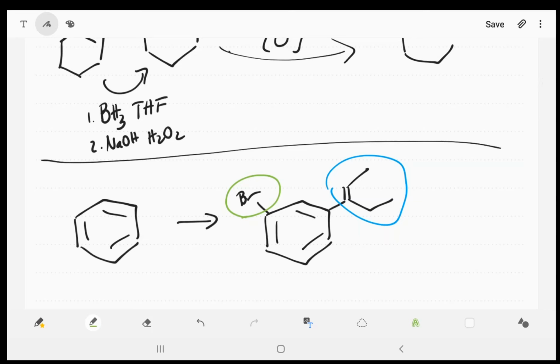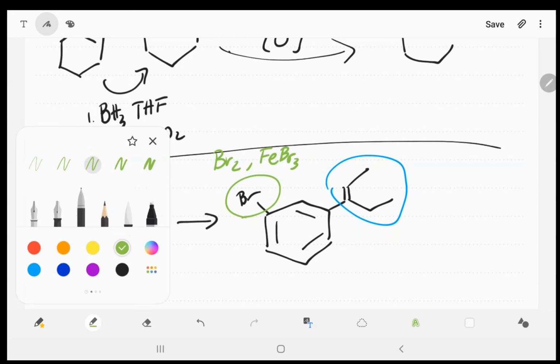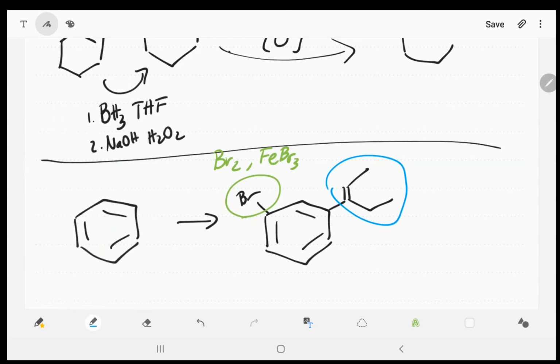Regular halogenation. Halogenation. Right. Bromine and a Lewis acid will get you that. How do we get the blue thing? You could do Friedel-Crafts acylation and then modify it. Yes, indeed, I like it. I was gonna ask, can alkylation work too, or?